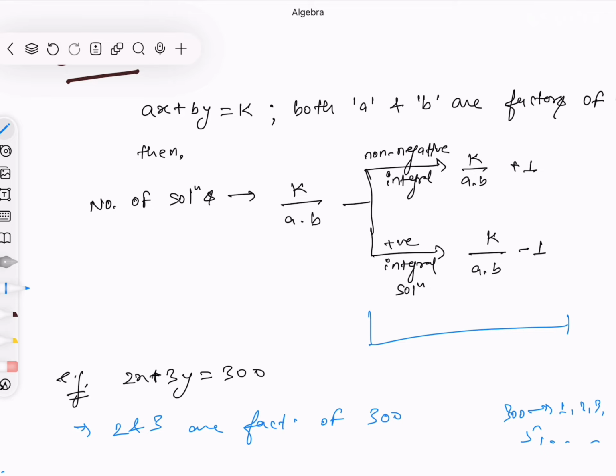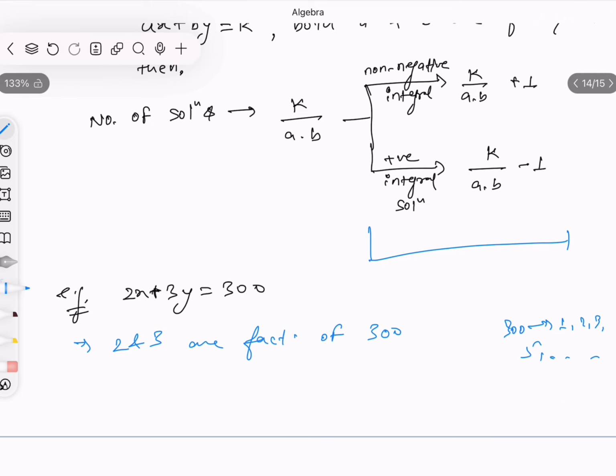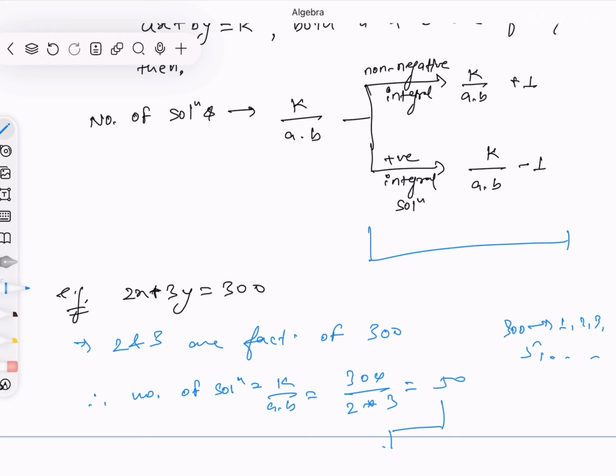Now since 2 and 3 are factors of 300, the number of solutions will be how much for this equation? Let's find k upon a into b. So k is 300, a is 2, b is 3, so this would be 50. So the number of non-negative integral solutions will be 51, whereas positive integral solutions would be 49. There you go. Here's your answer. Let's see another question.